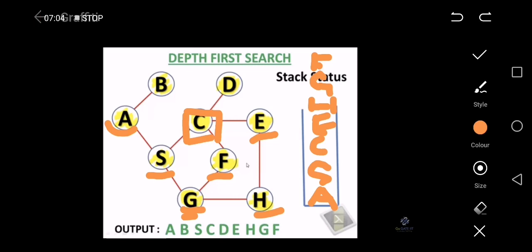That is the depth first search, and I will explain more about an example for breadth first search in the next video.